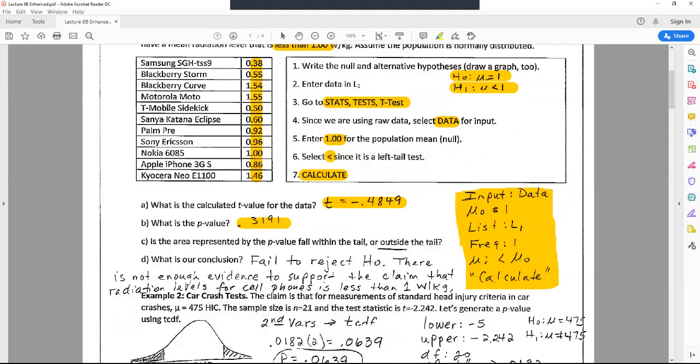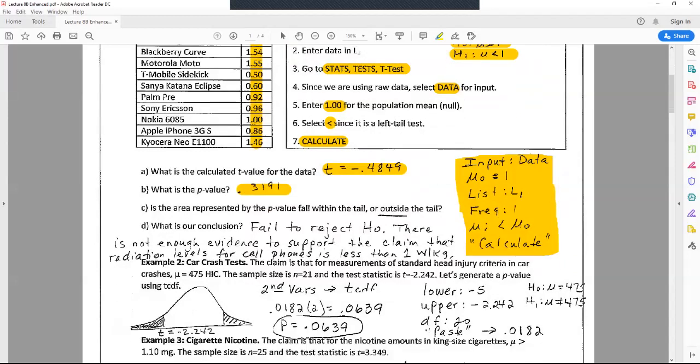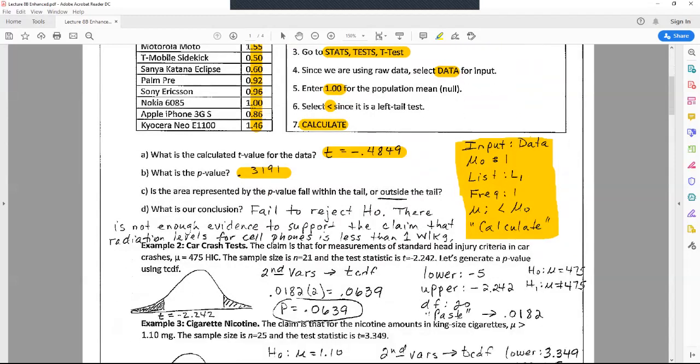If we look at the p-value and compare it to the alpha level, 32% or 0.3191 is larger than 5%. In other words, the p-value falls outside of the tail. Anytime the p-value exceeds the alpha level, we will fail to reject the null. That means there is not enough evidence to support the claim that radiation levels for cell phones is less than 1 unit.